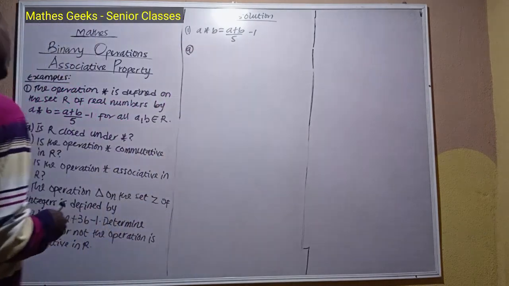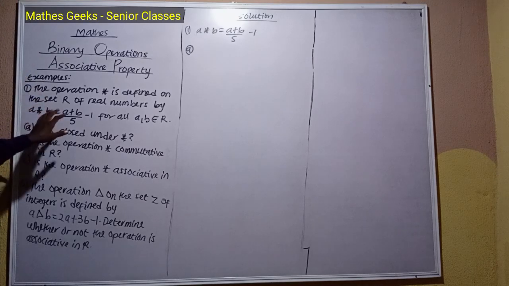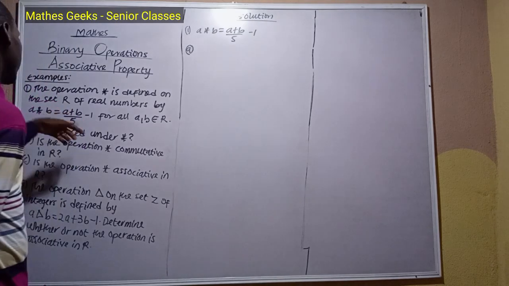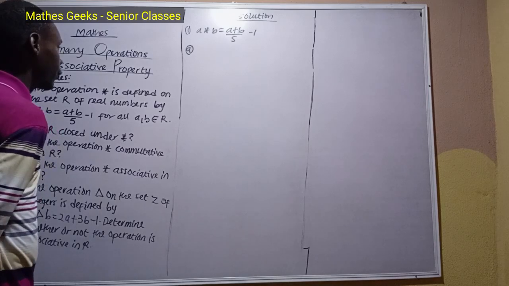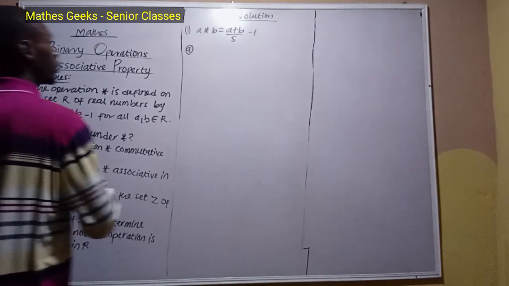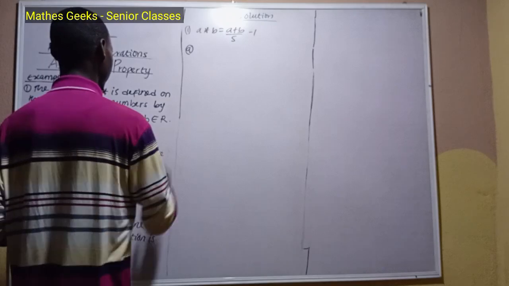Well, for the closure property, you just need to know what kind of set R is. R is a set of real numbers. So whatever value A and B take, if you put them here and divide by 5 and then subtract 1 from that result, we're still going to get a real number. So for that reason, the result of this combination will always give us a third element, which is a member of the set R.